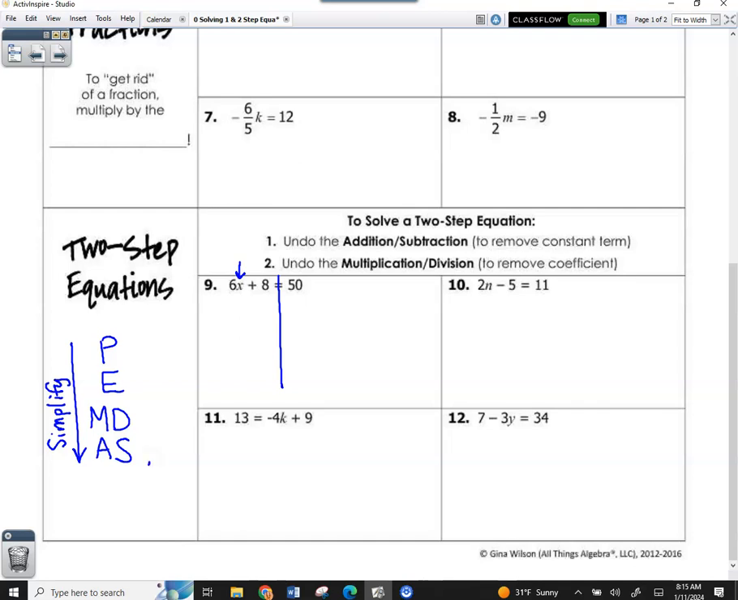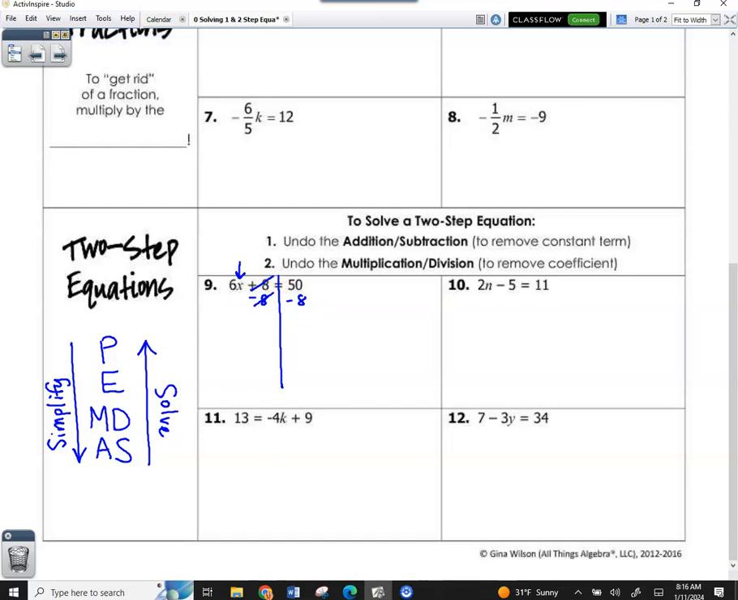Now, when you are solving, here's why I wanted you to write this. When you're solving, it's a reverse concept. We are going to move away all addition and subtraction stuff first. Then we're going to take care of any multiplication and division. So it's kind of the reverse order of operations. So looking at this, I need to get rid of this 8. The only way to do that is to subtract it off.